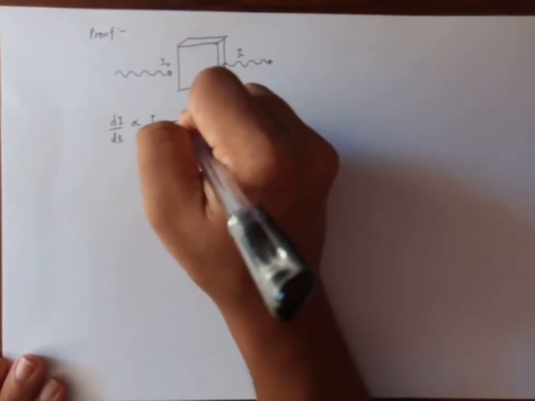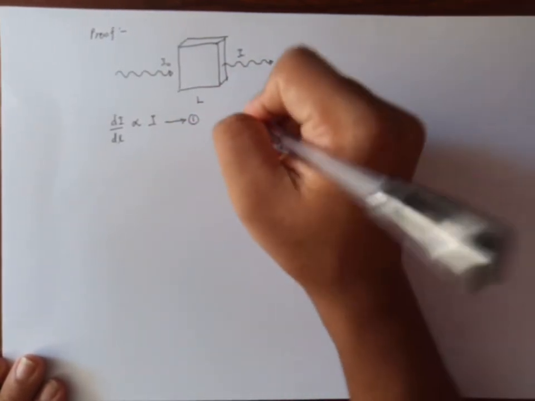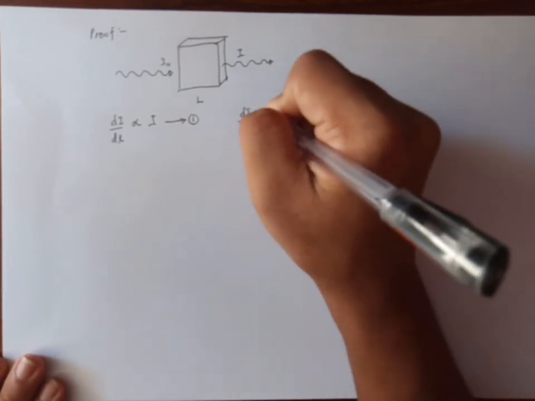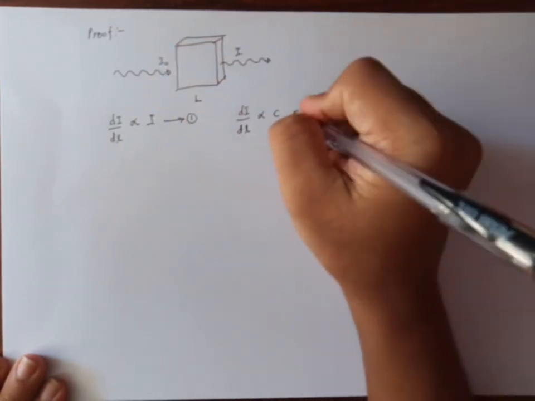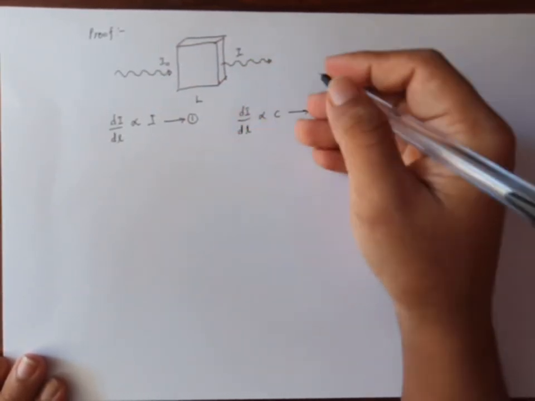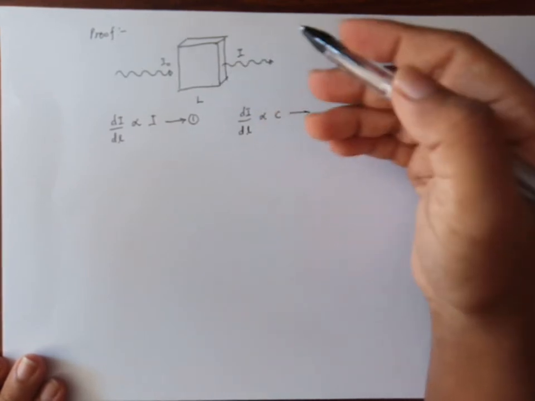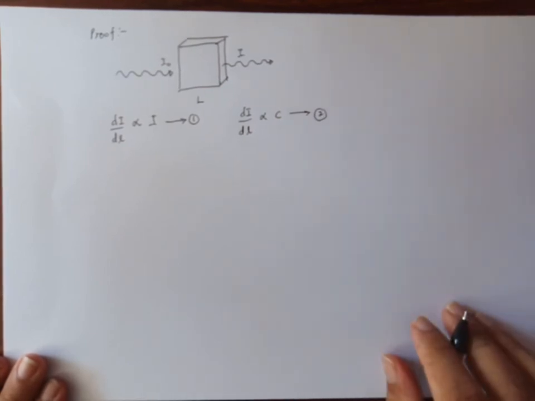So this is my first relation, and now also I can say that the gradient of intensity is proportional to concentration of the sample. Okay, if there is more concentration, we know more radiation is absorbed by the material. So this is my equation 2.